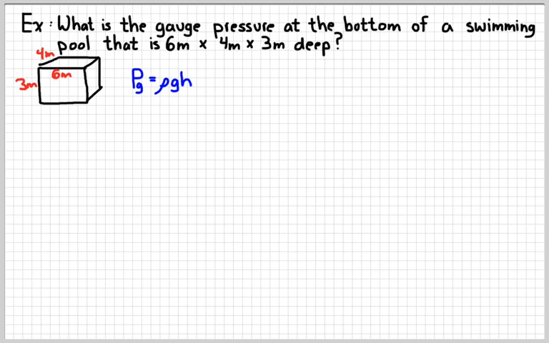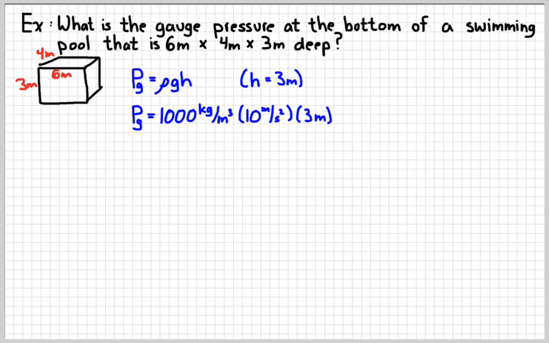We know that we can find gauge pressure using the equation rho g h. The h is 3 meters. The 6 meters and the 4 meters don't affect the pressure at the bottom. I'm going to assume the pool is filled with water, which is probably a pretty safe assumption, so I'm going to use a density of 1,000. For g, I'm going to use 10, to make my math a little simpler. And then our height is 3 meters. And so the gauge pressure at the bottom of this pool is 30,000.